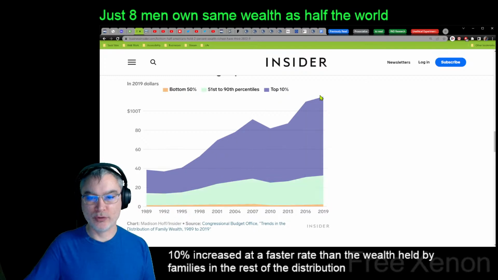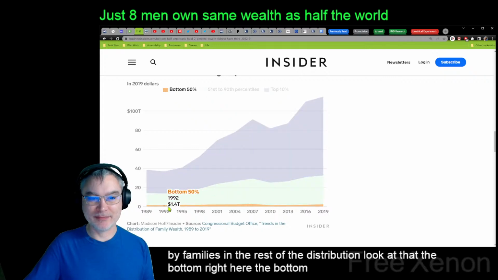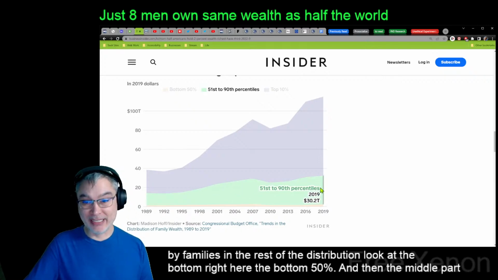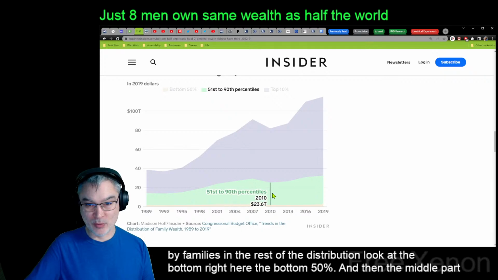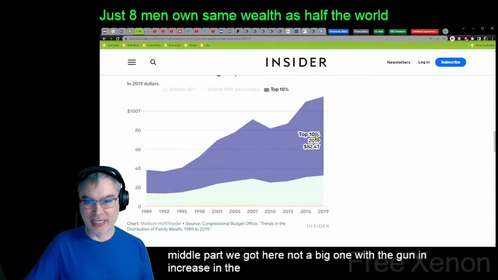Yeah. Look at that. Oh, this is the bottom right here, the bottom 50%. Look at that. And then this is the middle part. They definitely got an increase here. Not a big one, but they got an increase. And then this, sorry, top 10% skyrocketed. Look at that.